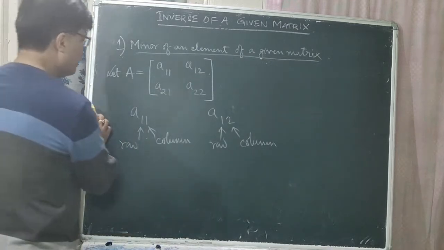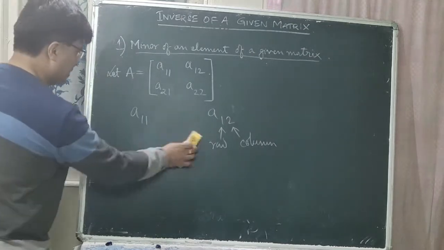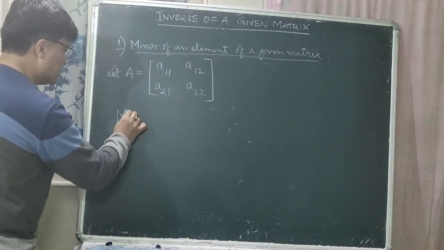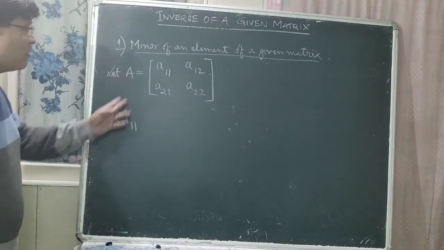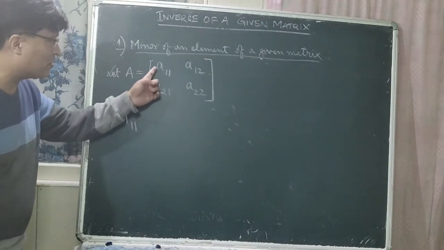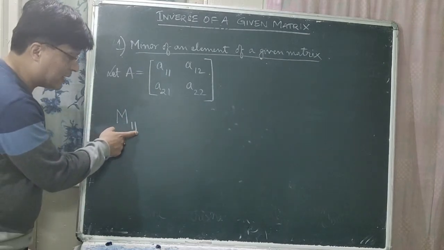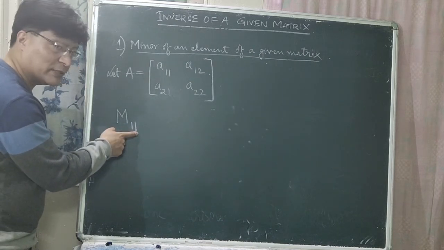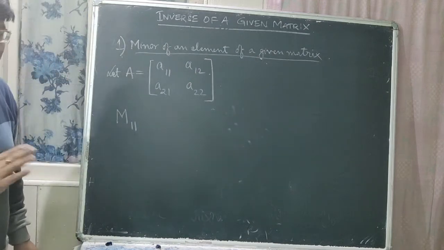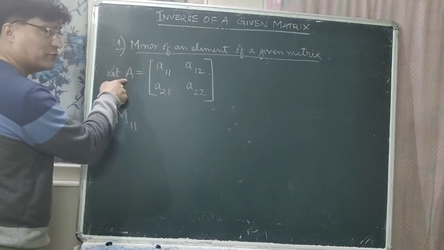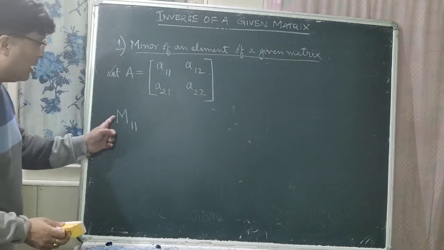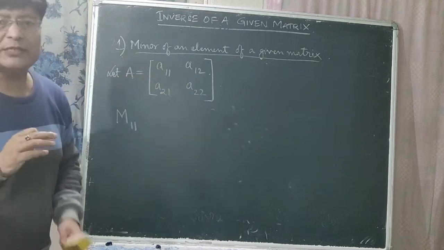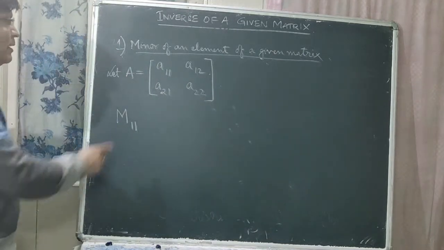Is that clear? So now how will you get the minor of an element of a given matrix? The minor of an element is denoted by, suppose, M11. That means M11 is the minor of the element A11. The first index represents the row and the second represents the column. M11 means the minor of the element small a11 of the matrix A. So M11 is the minor of the element A11, which is obtained by deleting the row and the column through the element A11.